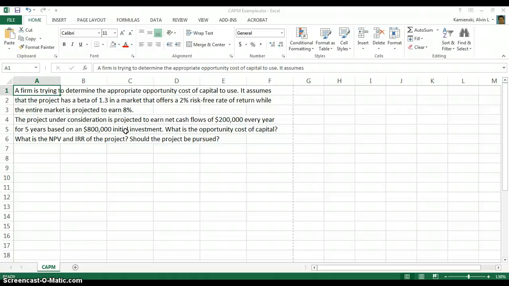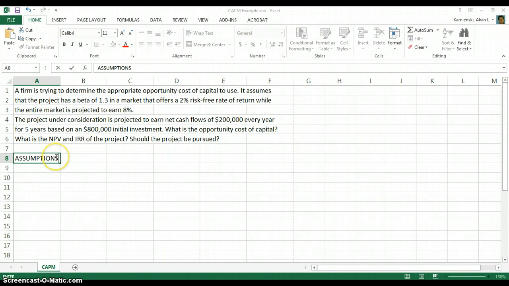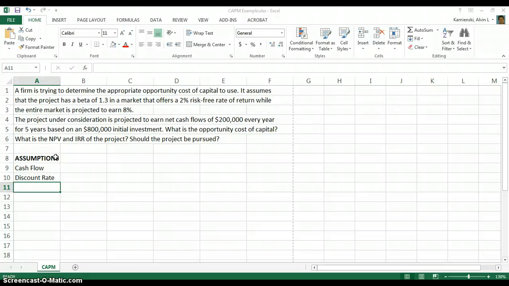So as always, we'll use a similar Excel-driven problem-solving process. After reading this problem twice, we will now begin to document our assumptions. The assumptions that we will use will fall into two categories. We'll have a bunch of cash flow related assumptions that will be used in helping to determine whether or not to pursue the project, and then we will have the discount rate based assumptions that will be used to determine the appropriate opportunity cost. As we see above, we know that the project has a beta of 1.3.